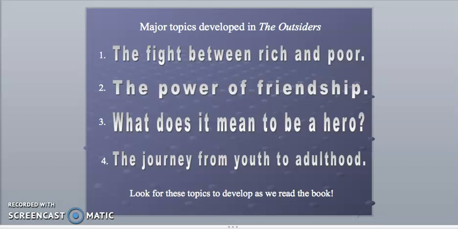Okay, so that's our last slide. Those are all the things that I really wanted to go over with you guys. I'm super excited to start this novel, and I think you guys are all going to love The Outsiders.